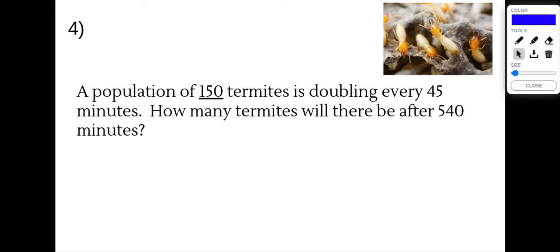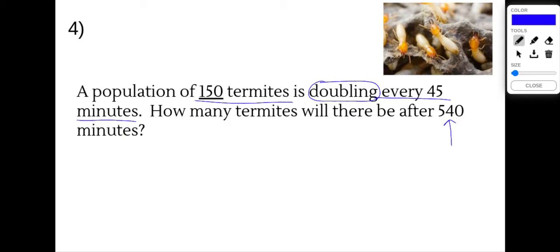Number 4, back to termites again. Things that double and triple and quadruple, right? A population of 150 termites is doubling. Ooh, I'm going to circle that, doubling. That's my factor of change. It's doubling every 45 minutes. How many termites will there be after 540 minutes?